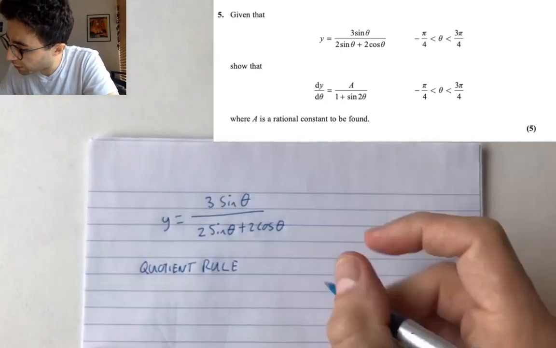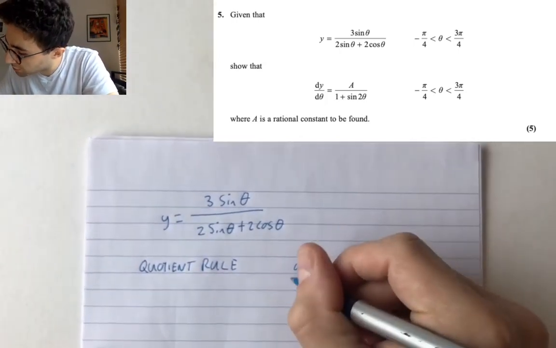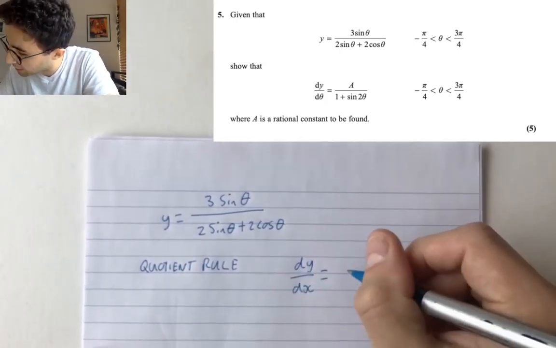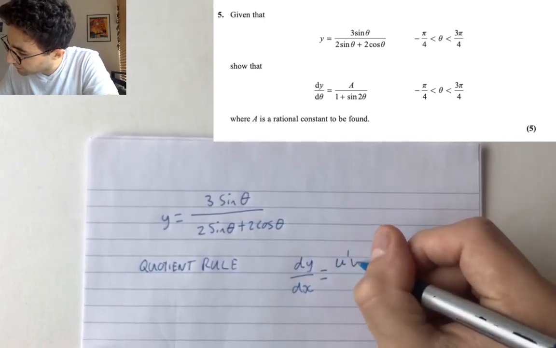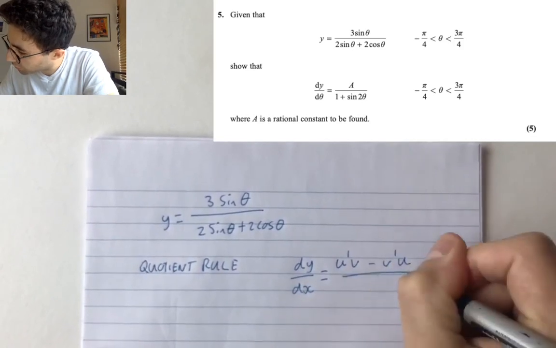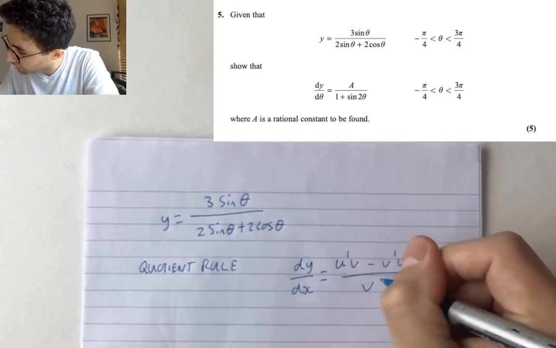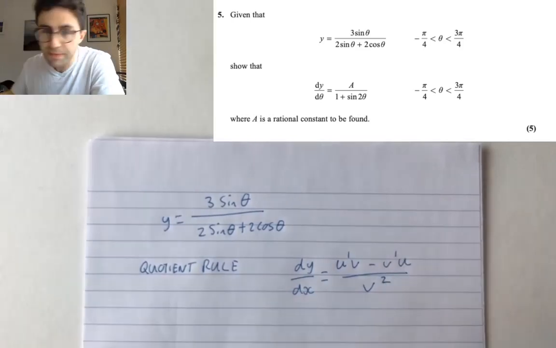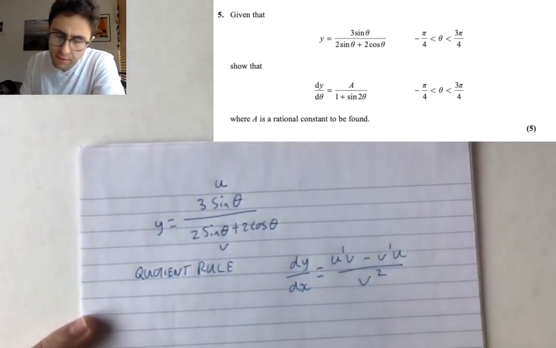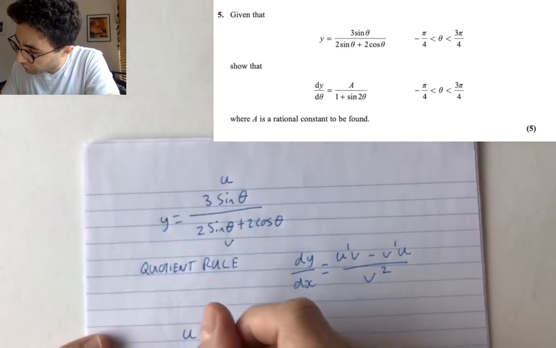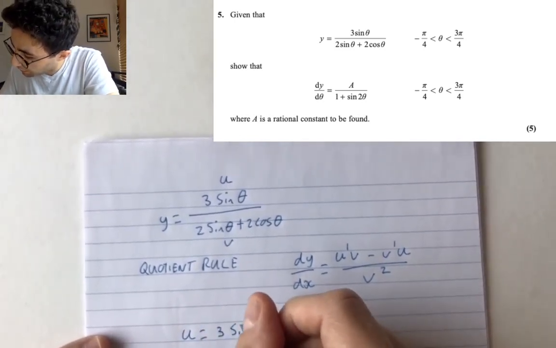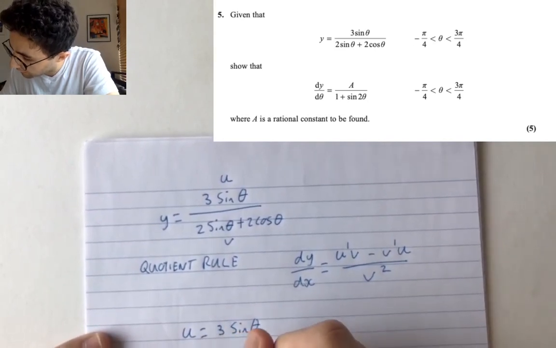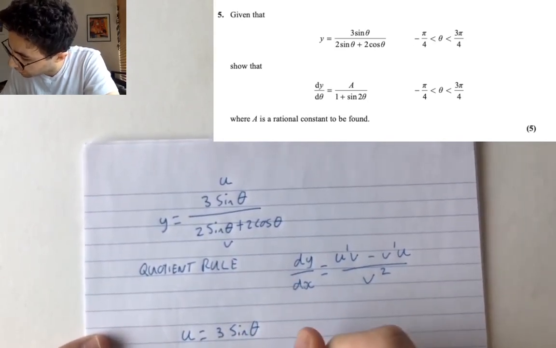And what have we got? It's the old dy by dx equals, are we going to go for u notation? Yeah, let's say u dash v minus v dash u over v squared. Okay, and you have to call the top one u, and you have to call the bottom one v. Let's write them out. u equals 3 sine theta. v equals 2 sine theta plus 2 cos theta.